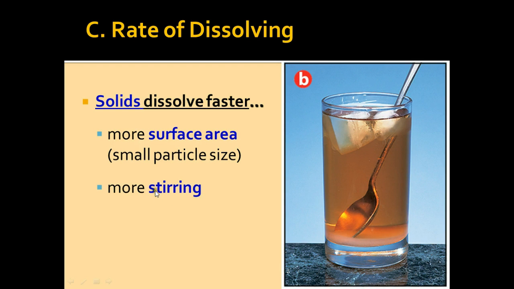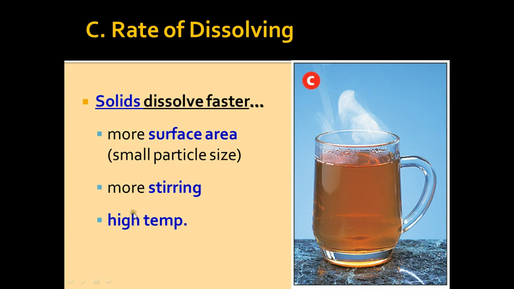And then if we have more stirring, so if you ever dissolve something, we stir things so it dissolves faster, because when we stir, the water or solvent hits all the parts of the solute and it dissolves faster. And also, if we have a higher temperature, things will dissolve faster, because if you think about kinetic molecular theory, if things are moving faster, so if the solvent is moving faster, they'll hit the solute more often, and it'll be easier to dissolve.